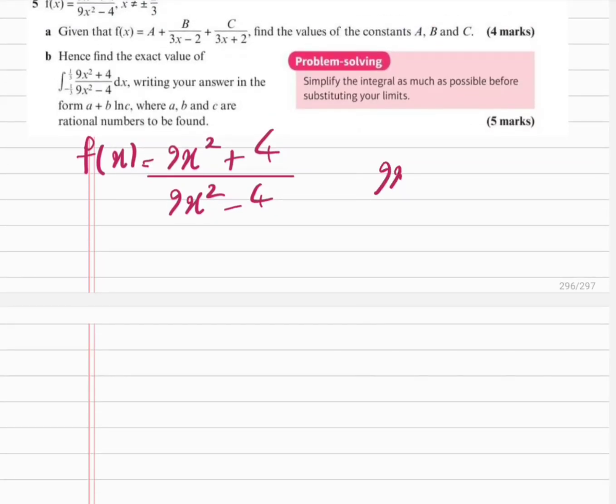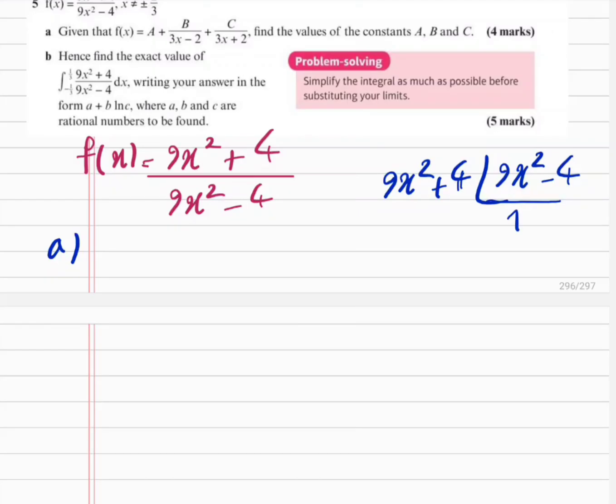So we have 9x squared plus 4 divided by 9x squared minus 4. We always divide the numerator by the denominator if the highest power of the numerator is greater than or equal to the highest power of the denominator. At first we just have one, so we have 9x squared minus 4, and now we subtract, so we get 8.